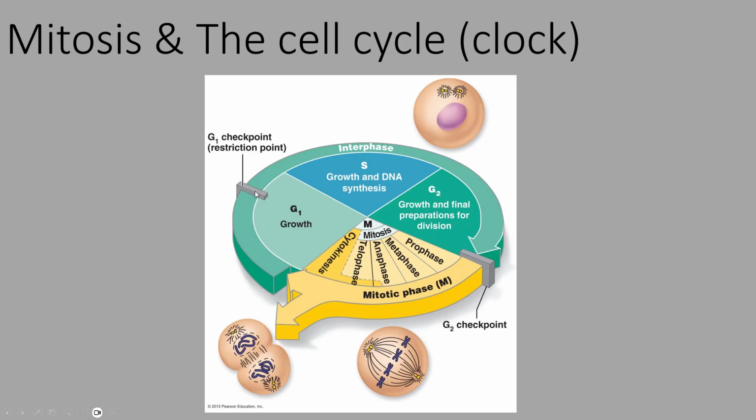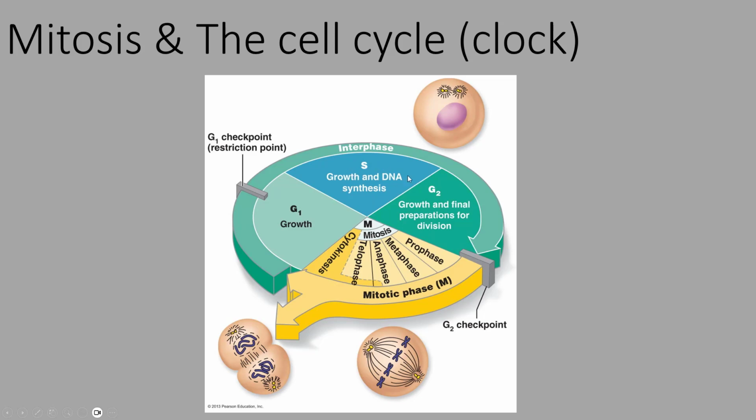At each of these stages, we see 1 right here, but really at each of these stages, there are checkpoints. And those checkpoints are there to make sure everything that was supposed to happen in that phase did happen. We don't want to move out of G1 into S until everything that was supposed to happen at S actually happened. And then we get to S phase.